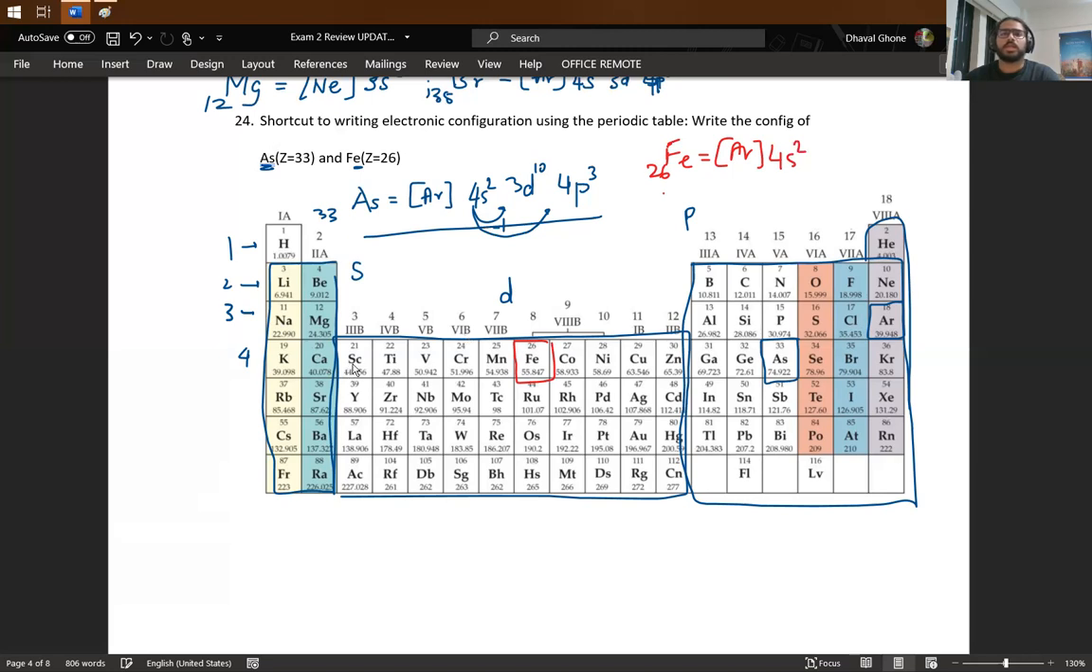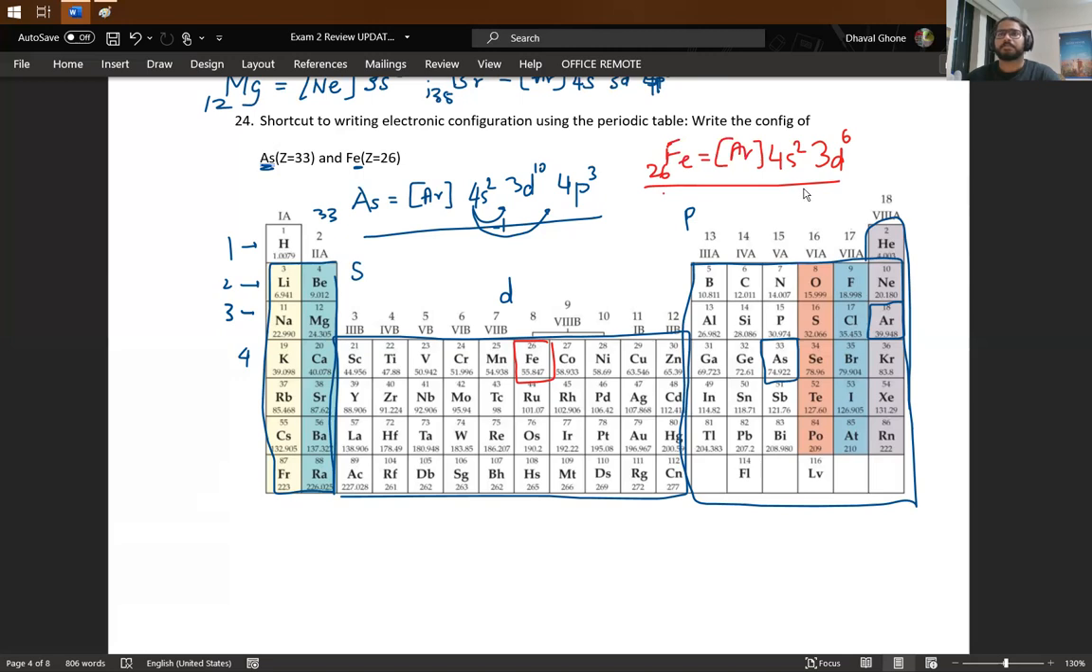I enter the d subshell. d becomes 4 minus 1, 3. I will write 3d1, 3d2, 3, 4, 5, 6 is where iron is. So 3d6. And then you don't have to go any further because that's where iron ends. So that's my configuration for iron.